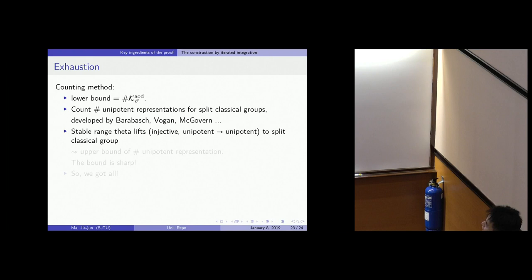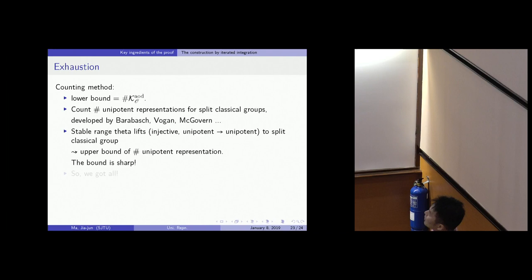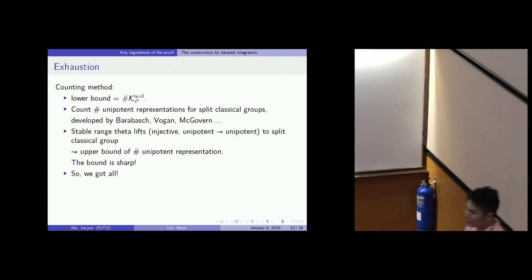Theta lifting has a good property: everything through a certain stable range theta lifting could go to a split classical group. So from their result, we will get an upper bound of the number of unipotent representations. And it turns out this bound is sharp. It means that from theta correspondence, we got all unipotent representations for, I think, the quasi-distinguished orbit on the dual side. I think that's all for my talk.